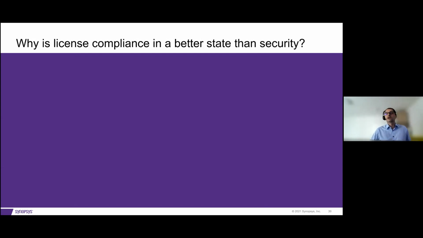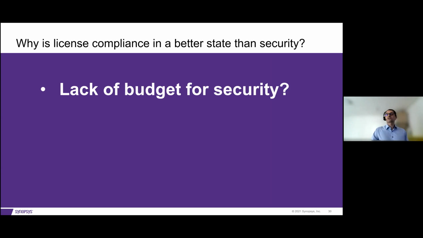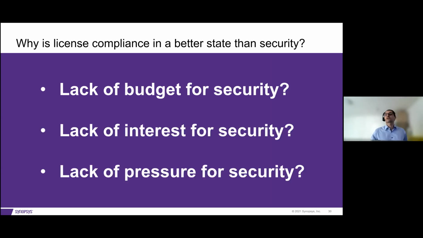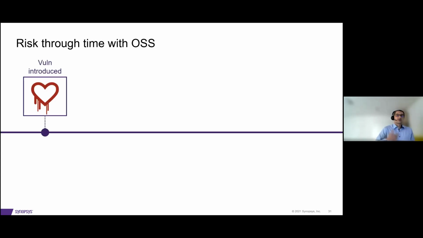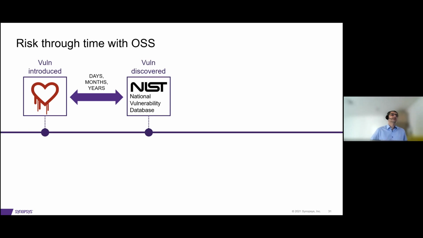And then the question comes, is it because of lack of budget for security? Is it lack of interest or even lack of pressure, right? Now, I work many times with OSS components. I'm the SCA expert, or one of the SCA experts, at Synopsys, and therefore many times I'm called in when the customer wants to solve their open source problems. And I many times discuss this point: a vulnerability in open source components can be implemented many years, days before it gets discovered, right?